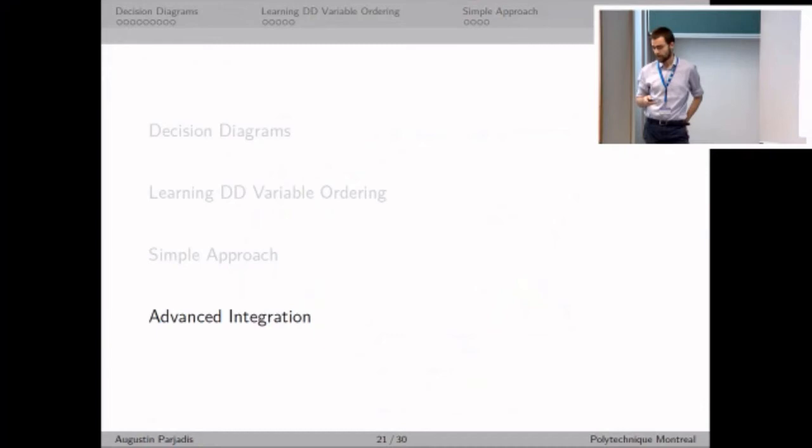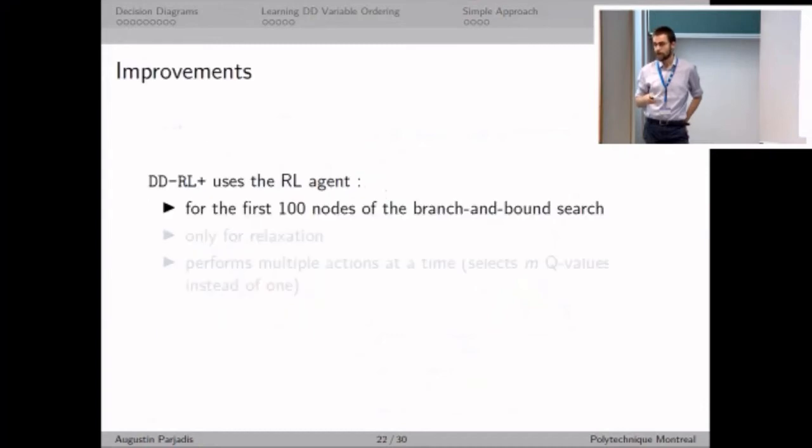So here I define advanced integration with several small modifications. First, we'll be using the agents only for the first 100 nodes of the branch and bound search. So this is where the decision matters the most during the search. And the idea is to use that extensive variable ordering procedure only at the beginning of the search, and then using the heuristic for the remaining nodes.